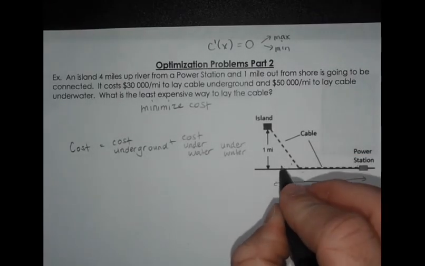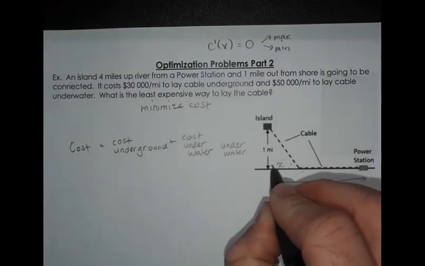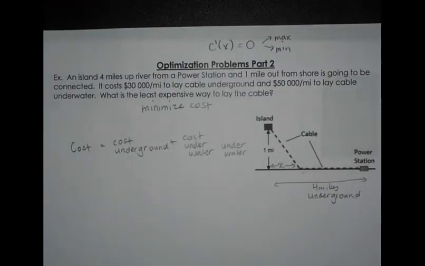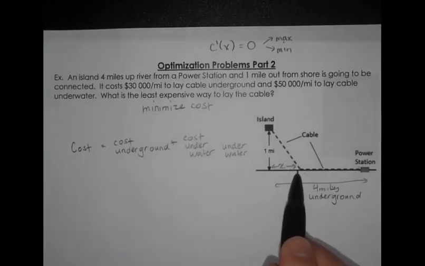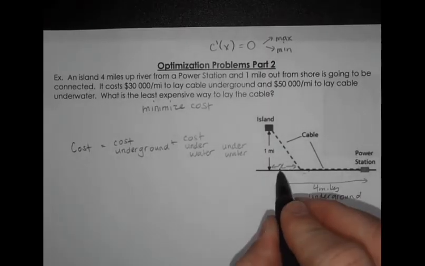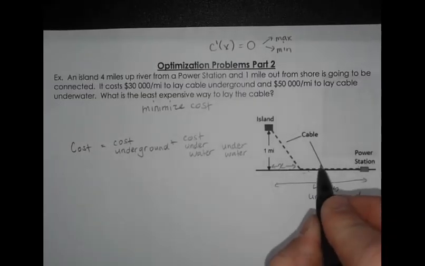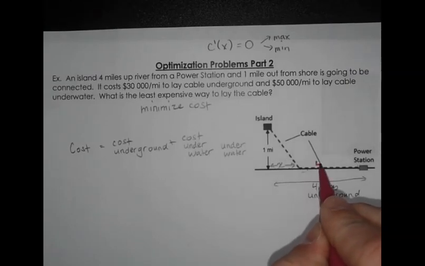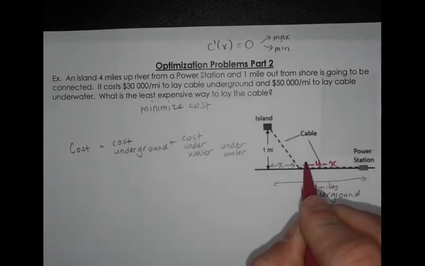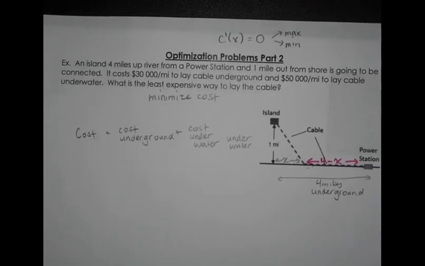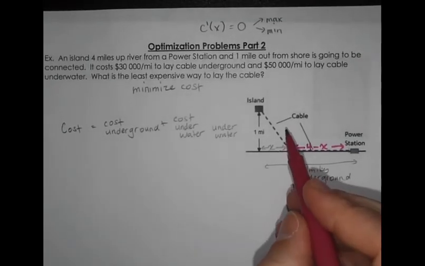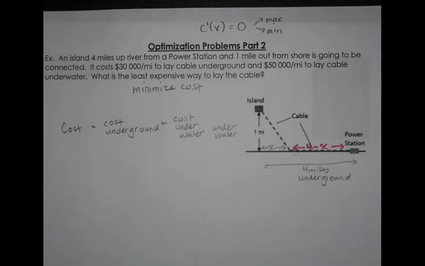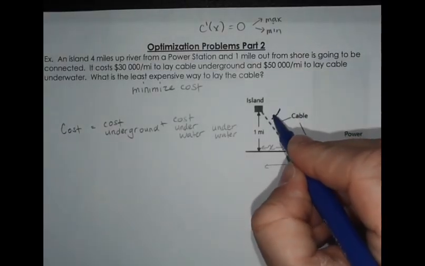So what we're going to do is let this distance be x. That's going to be our unknown: how far down the river or the shoreline do I need to go so it keeps the minimum cost. So if I'm looking at this distance, this has to be 4 minus x. That would be this distance from here to here. So the question is now, how do we find how much underwater we are looking at?